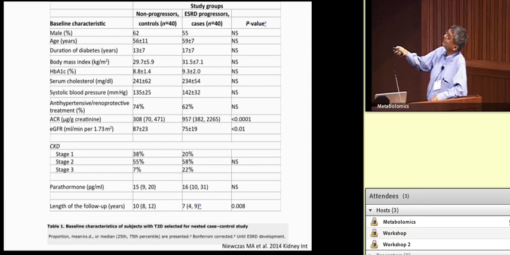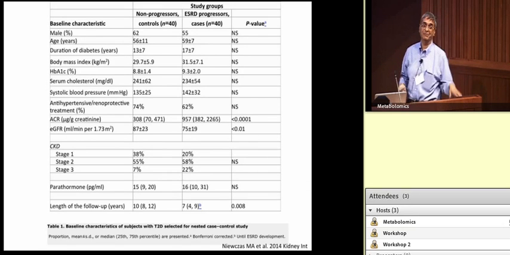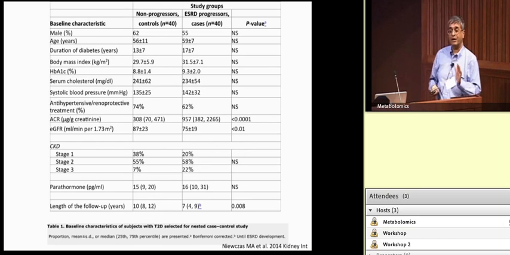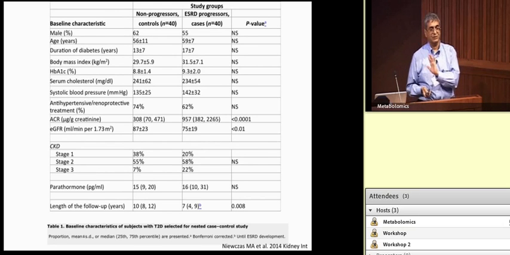What is interesting is that the people that progressed tended to do it earlier. It took about 7 years for them to reach end-stage kidney disease. And the length of follow-up for people that did not progress was much longer, because they did not progress, and you want to make sure that over time they did not have that. So essentially, it's a very well-matched cohort, and this was a critical reason why the study was successful.